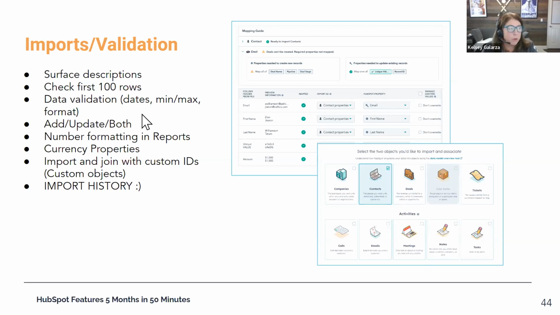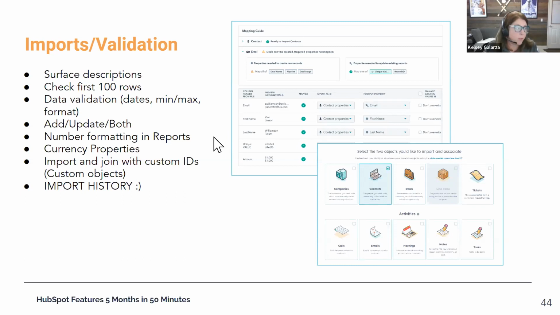When you're uploading, you can now choose, and this picture is very small, I know, but you can choose whether you want to add new records, update records, or do both. So if you're only updating records and you don't want it to add any new records, that's a new option for you.